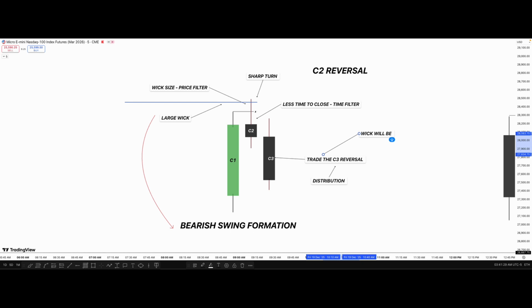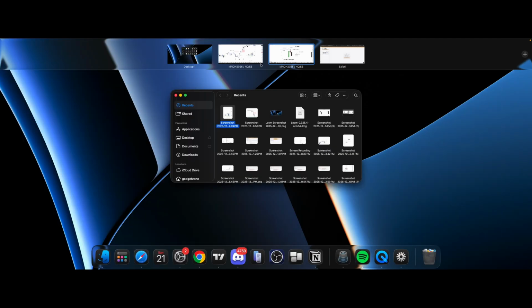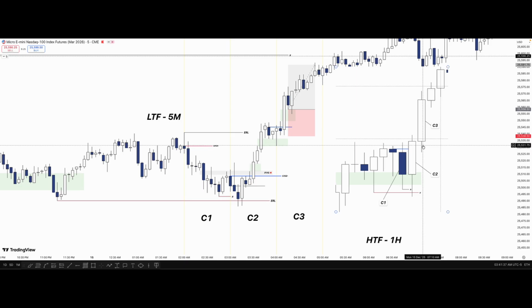What will the wick be? Small, right? The wick will be very small, like this. Something here, which is happening. Do you see a very small wick? This is your candle 3. So this is your filter, that you understand that candle 3 is going to expand.